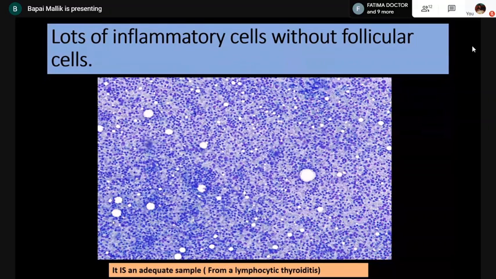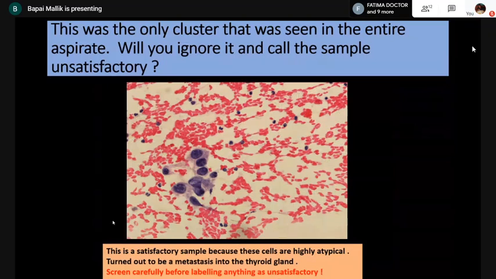How often do you see this? Very, very often. This is a different kind of problem. This was only one cluster that was seen in the entire smear. How many cells are there? Maybe 5, 6, and that was the only cluster. So of course it doesn't fulfill the criteria of cellularity. But can you ignore them? Of course you can't. This is a satisfactory sample because here highly atypical cells are present. So you are going to call it satisfactory. And this actually turns out to be a metastasis from a lung tumor into the thyroid.